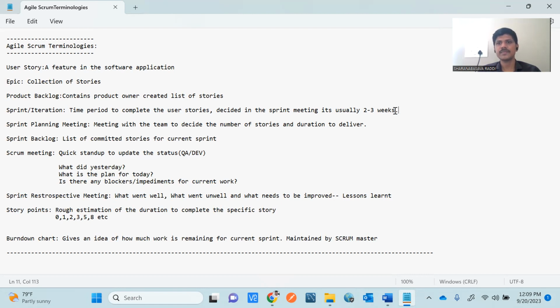Usually the sprint duration will be 2 to 3 weeks. 2 weeks minimum and 3 weeks maximum.